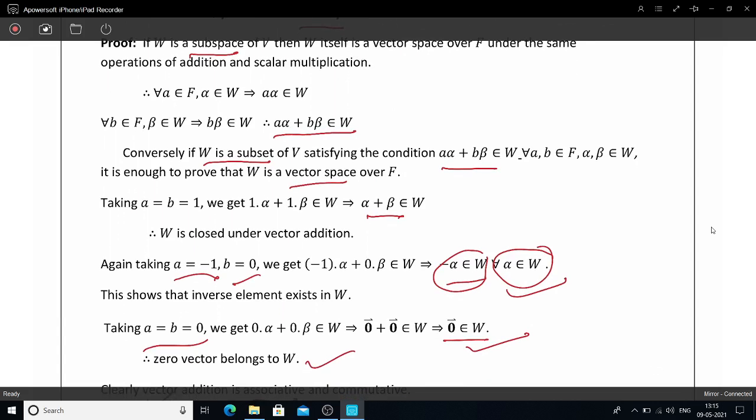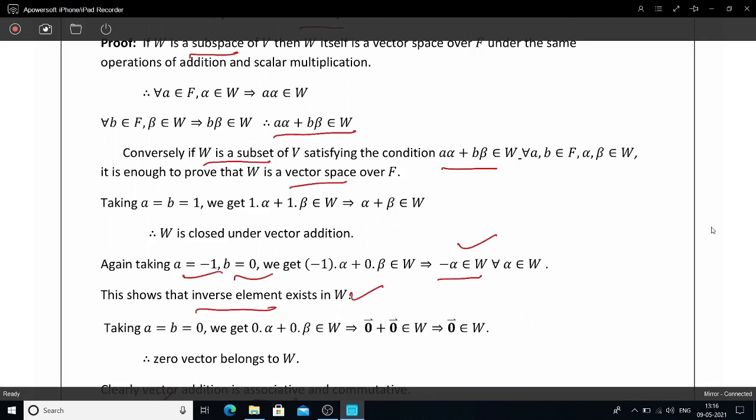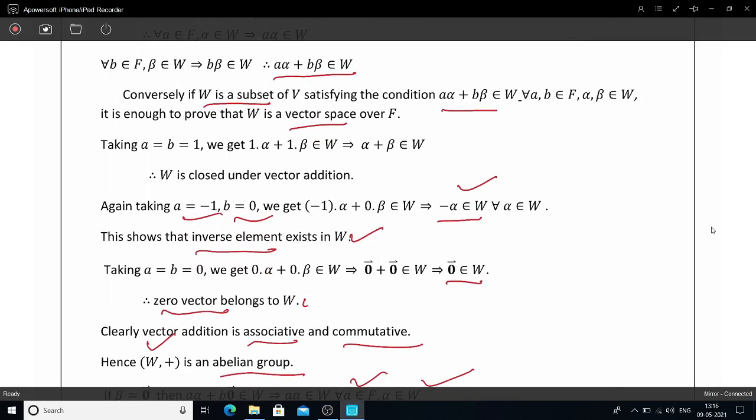If I take a as minus 1 and b as 0, we get minus alpha belongs to W. That means if alpha belongs to W, then the additive inverse also belongs to W. This shows that the inverse element exists in W. If both scalars are 0, then we get the 0 vector belonging to W. This shows that the 0 vector is also a member of W.